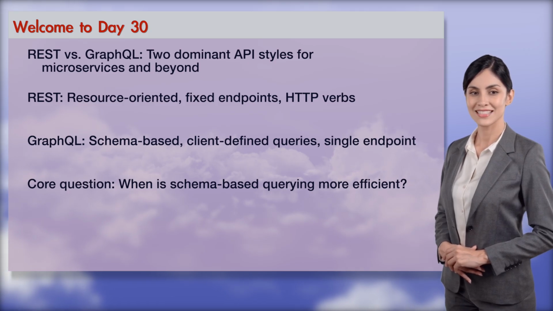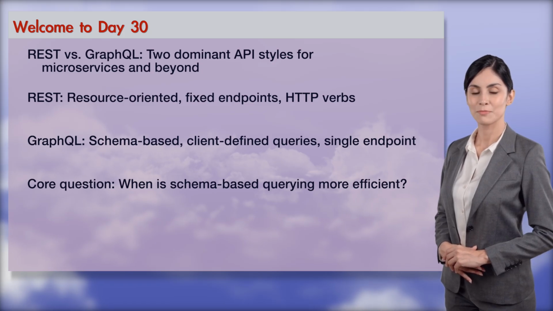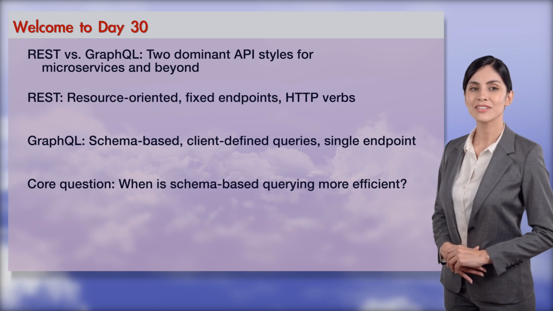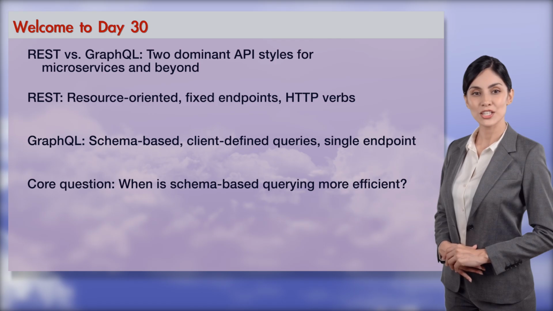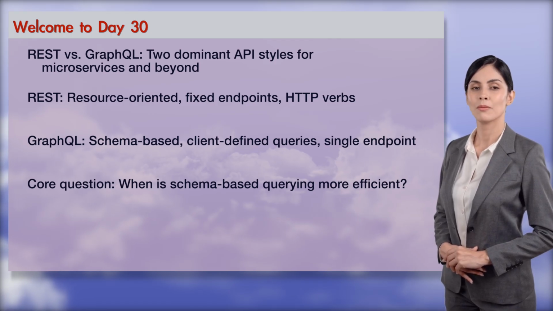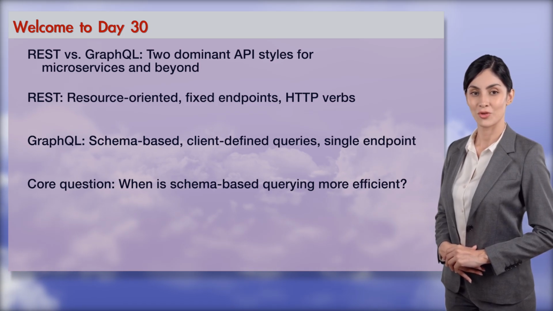GraphQL, by contrast, is schema based. Clients send a single endpoint a query that precisely describes the shape of data they need, and the server returns exactly that structure, no more, no less. The central question we'll answer is, when does schema-based querying become more efficient, flexible, and client-empowering than traditional REST?